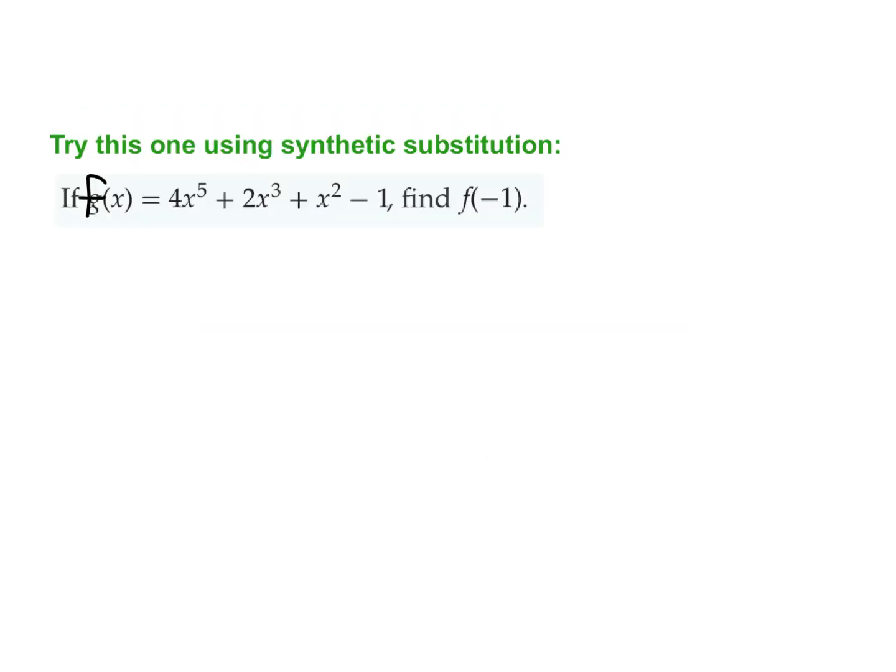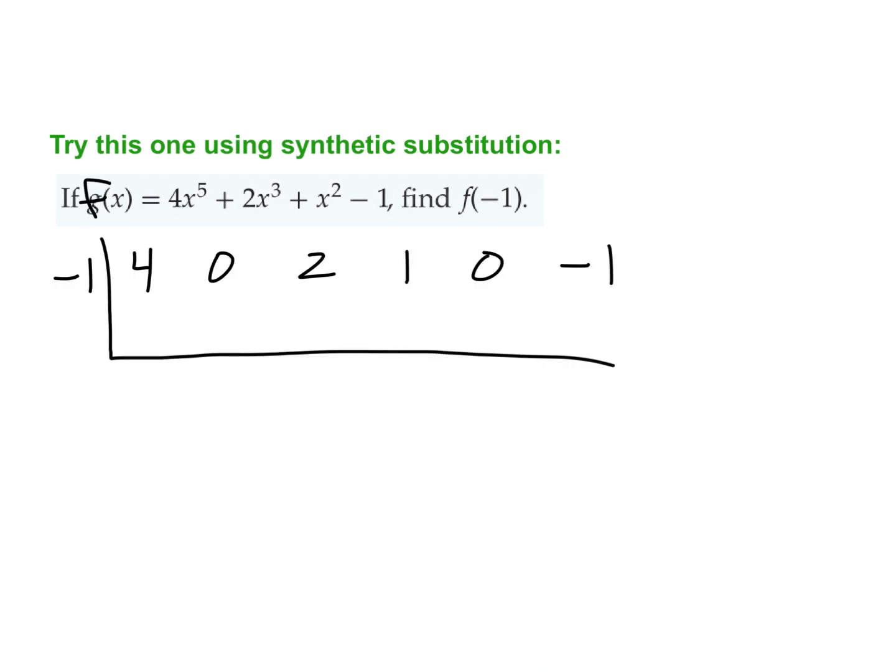When I got this example, for whatever reason, they had it written as g of x, and we want to find f of negative 1. So this is actually f of x. This is what your setup should have been. Okay, we're missing the x to the 4th, and we're missing the x term. Okay? So we needed to make sure we put those zeros in.